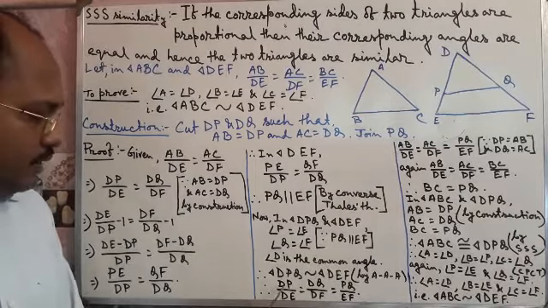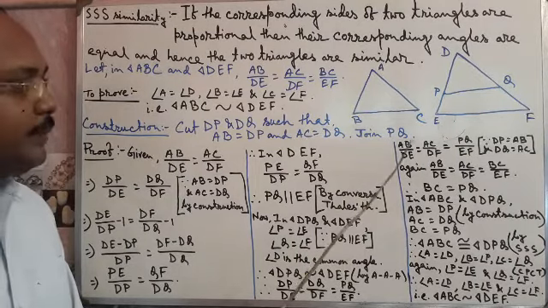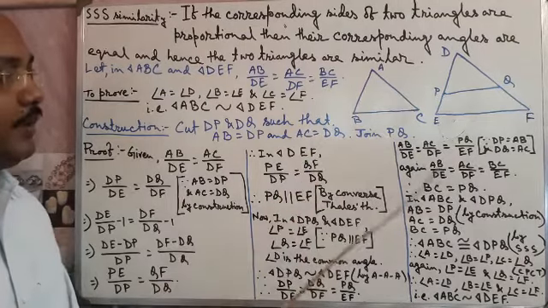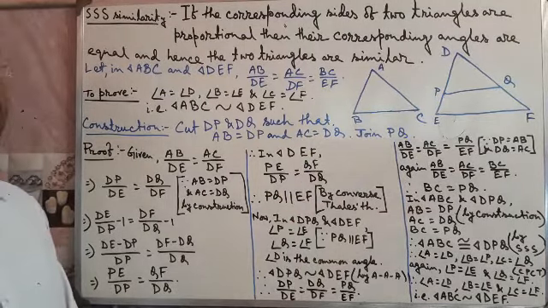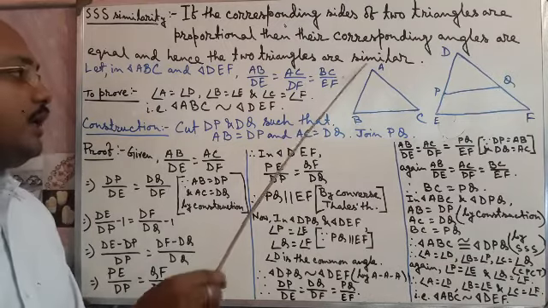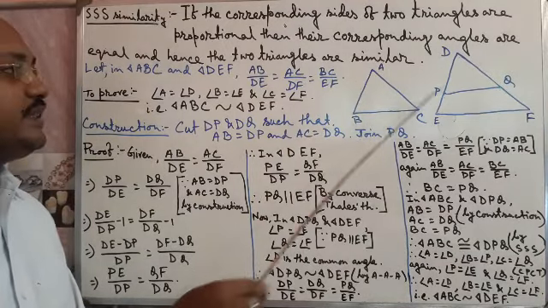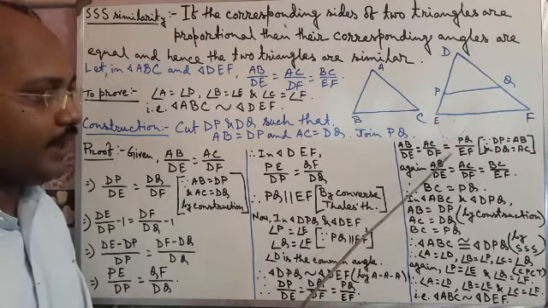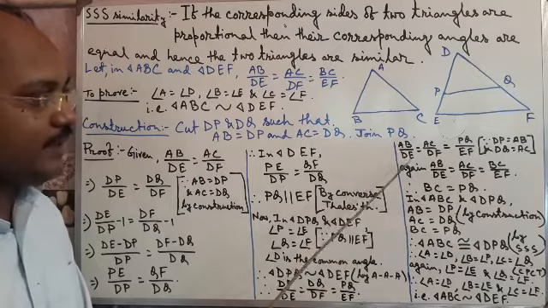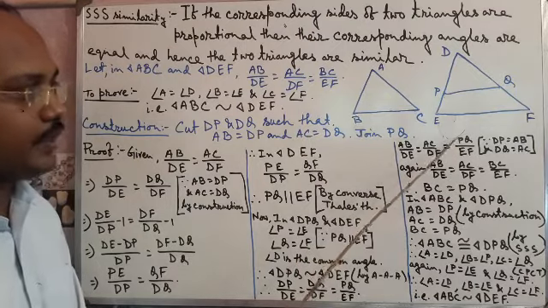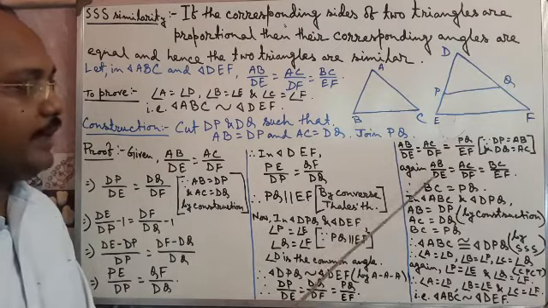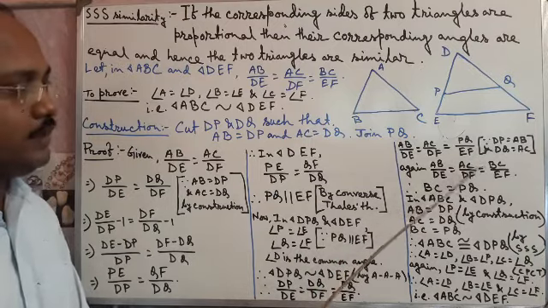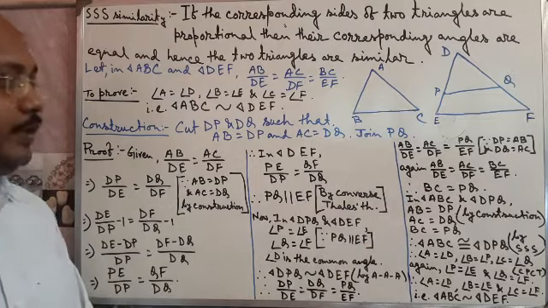Again, what is the given condition? Here you can replace DP and DQ by AB and AC, as by construction AB is equal to DP and AC is equal to DQ. And what is the given condition? AB by DE is equal to AC by DF is equal to BC by EF. So comparing these two, you see AB by DE is equal to AC by DF is equal to PQ by EF, and AB by DE is equal to AC by DF is equal to BC by EF. So comparing these two, BC is equal to PQ.